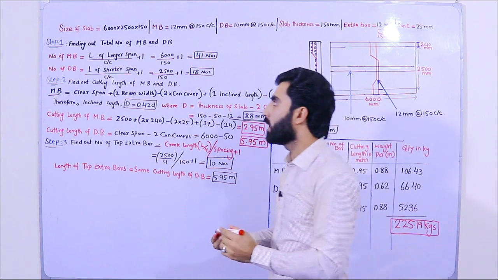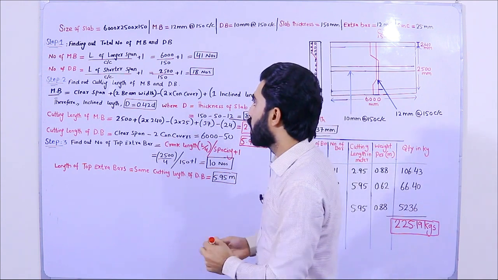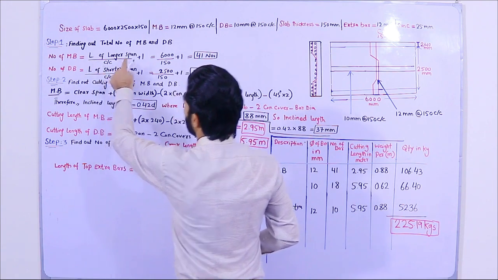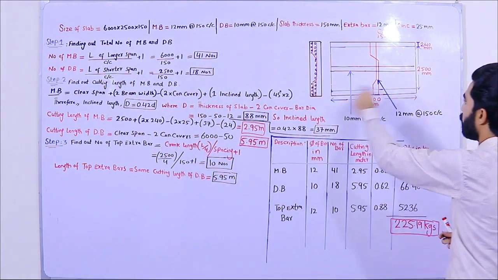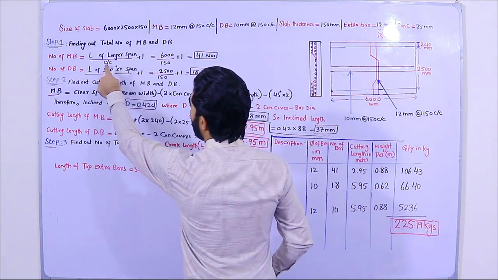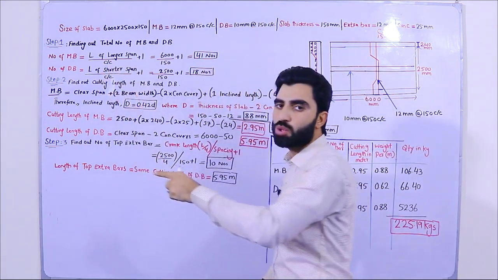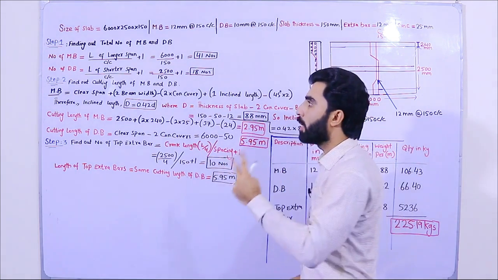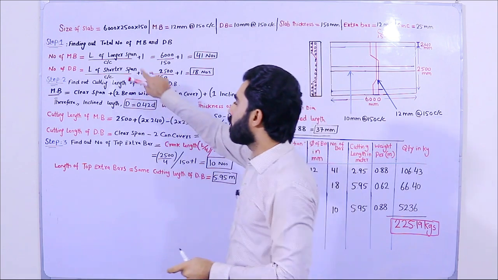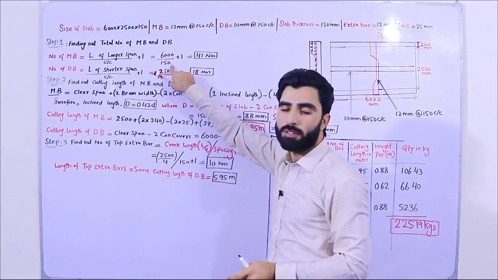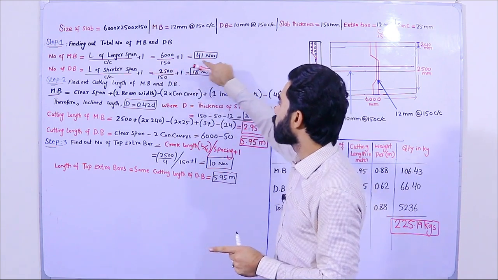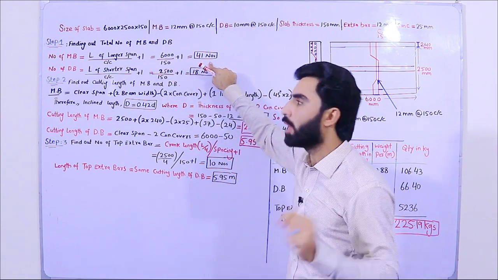First of all, I will find the number of main bars. To find the number of main bars, the formula is length of longer span, which is 6000 millimeter, divided by C/C, the center to center distance between two main bars, plus 1. So the length of longer span is 6000 divided by 150, which is the center to center spacing of main bars, plus 1. So we require 41 numbers of main bars.